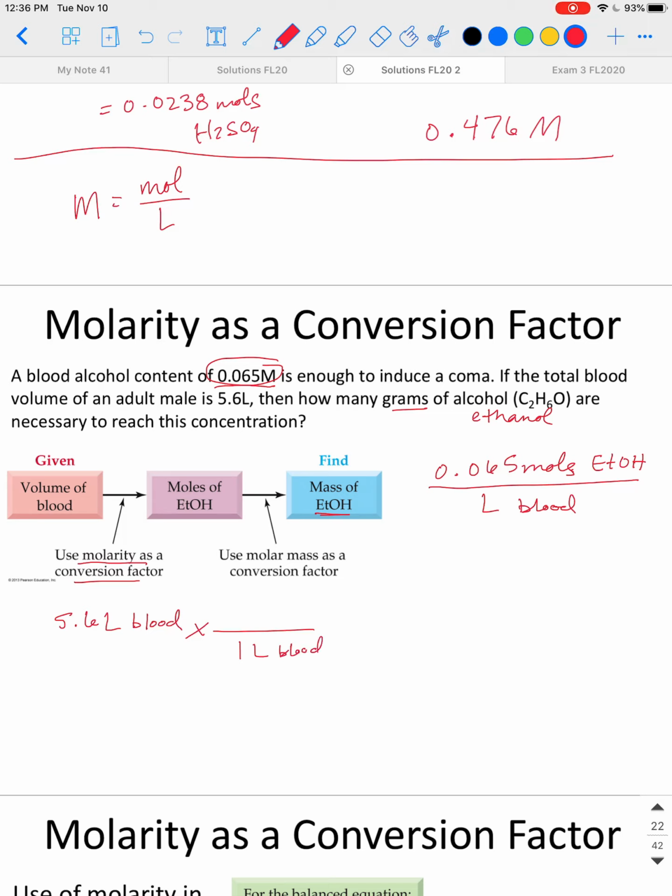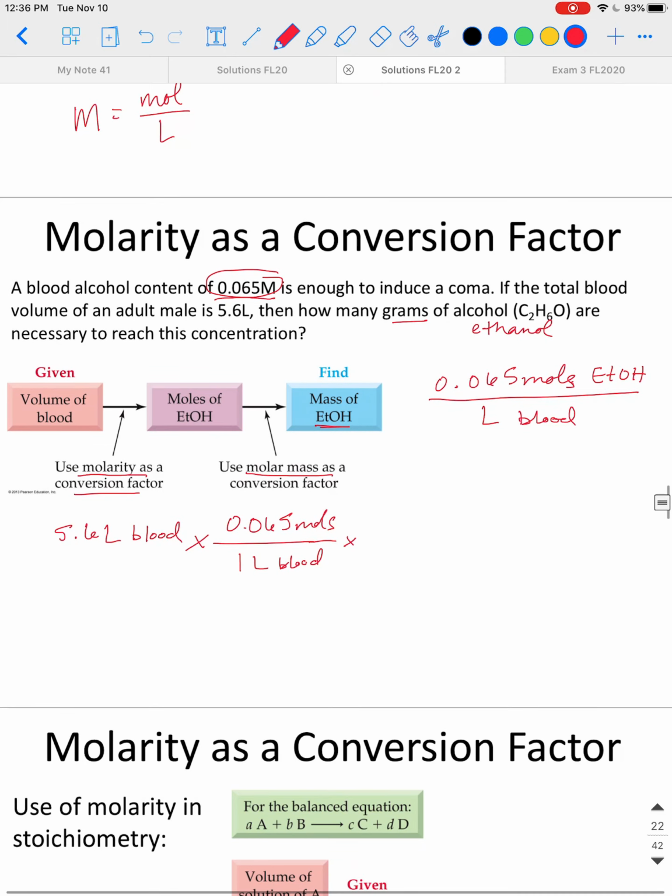And now we're going to convert. For every 1 liter of blood, we're going to convert to moles of ethanol. It's 0.065 moles will induce a coma. Now how much is that in grams? Because we don't really communicate about alcohol content levels in moles. We communicate that in grams. So now we're going to use the molar mass of ethanol as a conversion factor.